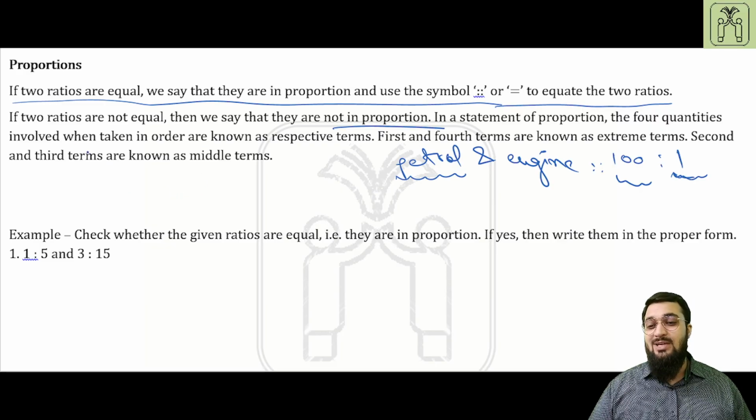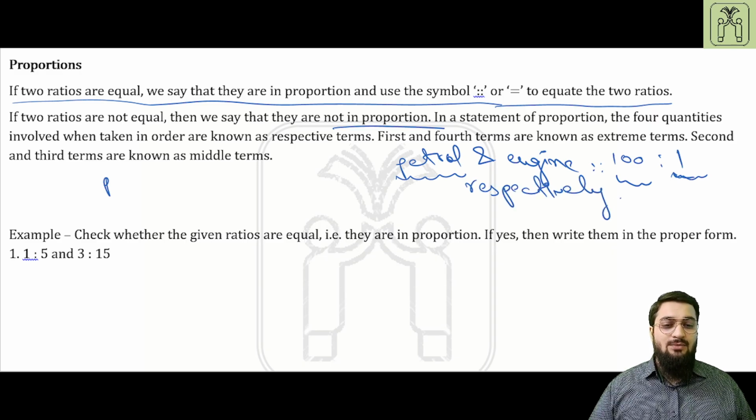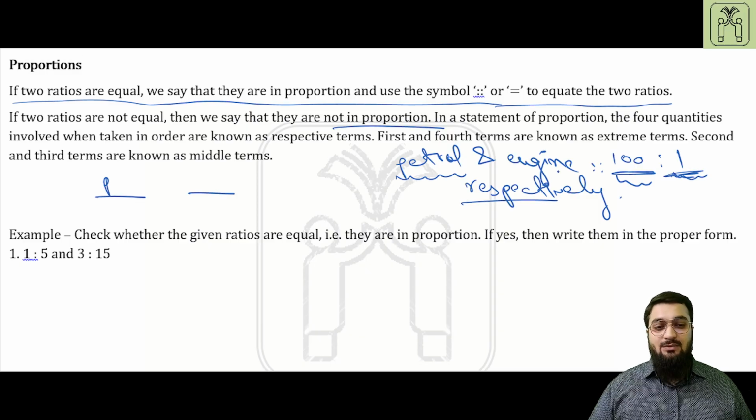For example, when we say that petrol and engine oil are to be added in the ratio of 100 is to 1, then we will write a term respectively. The word respectively emphasizes the order of mention in the question. Petrol comes first and so does the ratio part which defines that, and engine oil comes afterwards and so does its part of the ratio. That is why we use the word respectively.